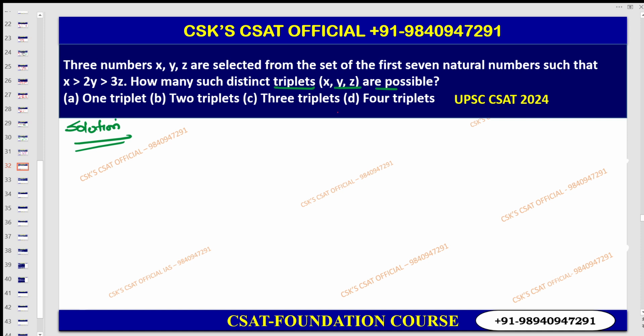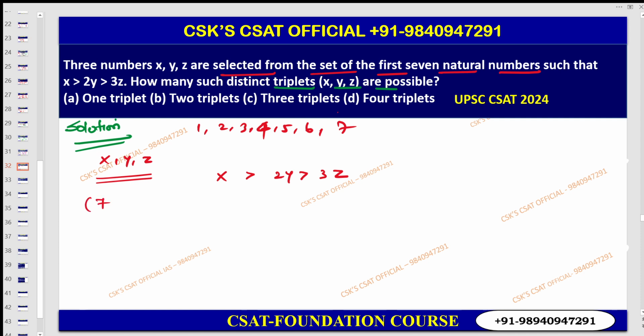So here also triplet. x, y, z are selected from the set of the first 7 natural numbers: 1, 2, 3, 4, 5, 6, 7. The condition here is x greater than 2y greater than 3z. Right. First of all, let me place x value as 7. 7 means surely we have to substitute 6 possible here.